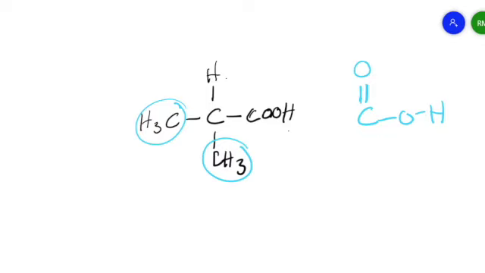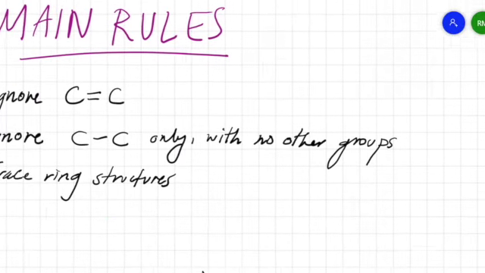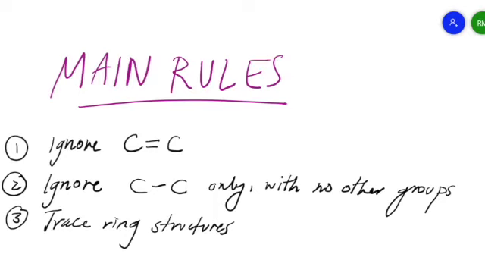Now the key rules to remember with any chiral molecule, but specifically cyclic molecules, are these. First of all, we have to ignore any carbon-carbon double bonds. And I'll explain this a bit more, but you also have to ignore any carbon-carbon single bonds with no other groups. And since it's a ring structure, if we're talking about cyclic compounds, then you have to trace around the ring structures to see if it is actually chiral, because the molecule could be symmetrical or it could be asymmetrical. So let me explain these a bit further.